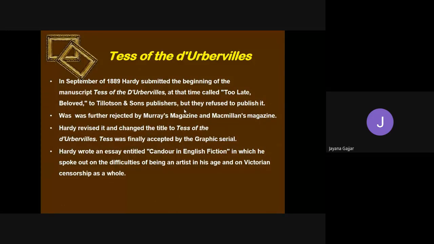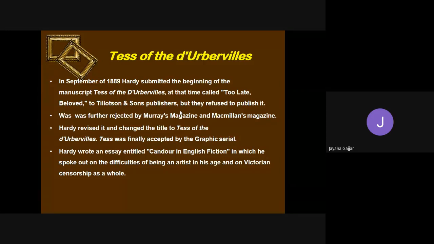So in 1889, he submitted the beginning of the manuscript for Tess, which was earlier named Too Late Beloved. So that was the first name given to this particular novel. He gave this manuscript to Tillotson and Sons, that is the name of the publishers, but they refused to publish it, mainly because they were not happy with the narrative content.